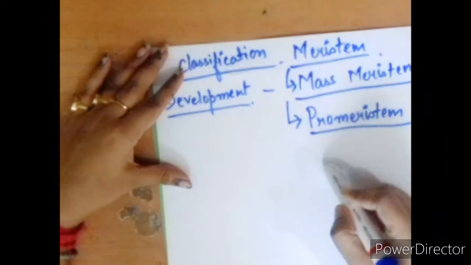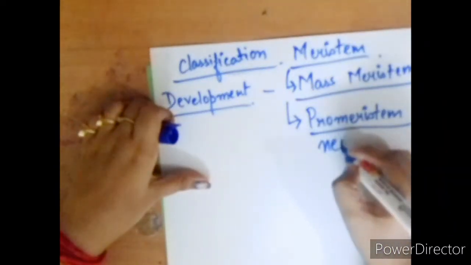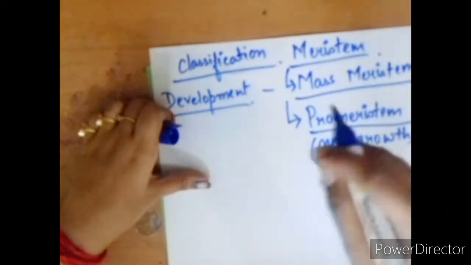These are located in the region of new growth, where new growth is present. New growth can be anywhere, for example some side branches, the apex portion of the leaf, or the side branches.